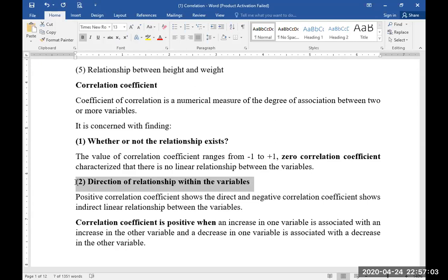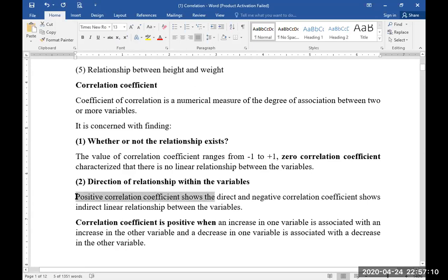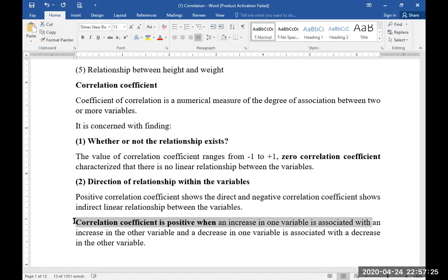What does the direction of relationship between the variables mean? A positive correlation coefficient shows a direct and a negative correlation coefficient shows an indirect linear relationship between the variables. The correlation coefficient is positive when an increase in one variable is associated with an increase in the other variable, and a decrease in one variable is associated with a decrease in the other variable.